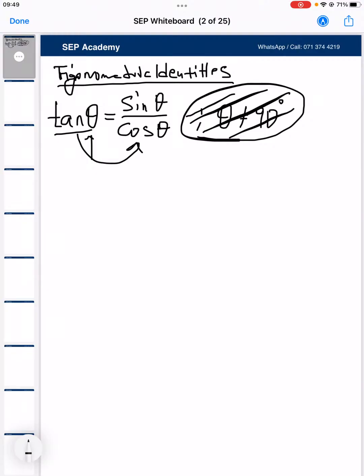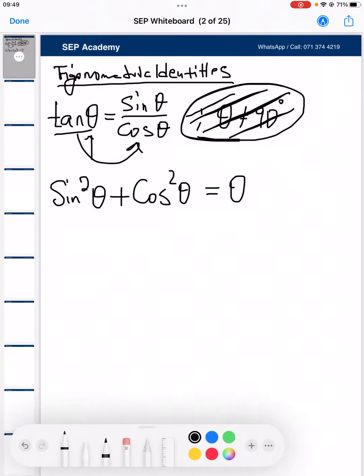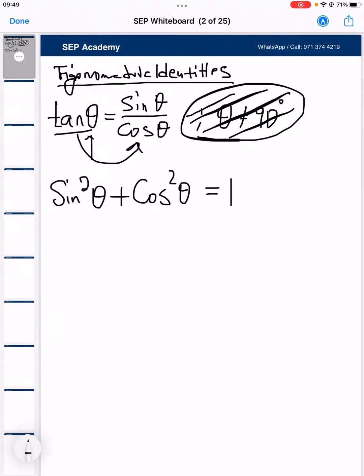And then again, now let's talk about the square identities. The square identities is the one where we square the sine which is being added to the squared cos. So we say sine squared theta plus cos squared theta is equal to 1. So all the time when you see sine squared theta being added to cos squared theta, just be aware that it is equal to 1.